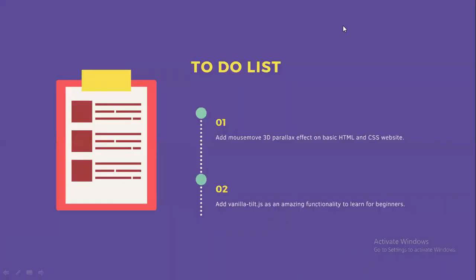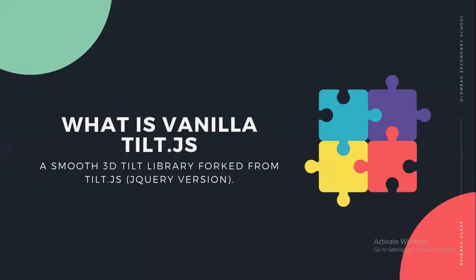So we are going to add a mouse move 3D parallax effect on a basic HTML and CSS website. And we are going to add Vanilla-tilt.js, an amazing library for beginners to learn. So what is Vanilla-tilt.js? It is a smooth 3D tilt library forked from tilt.js. And tilt.js is a tiny, requestAnimationFrame powered, 60 plus fps lightweight parallax hover tilt effect.